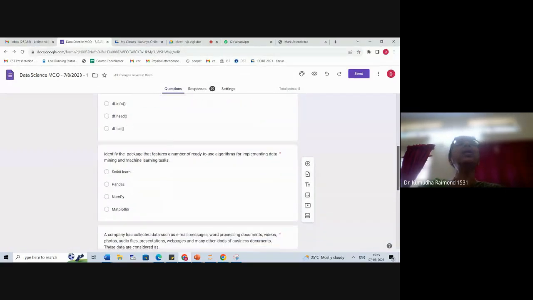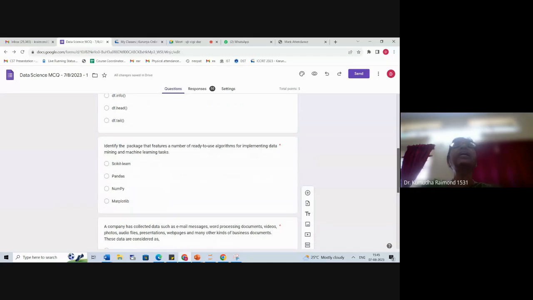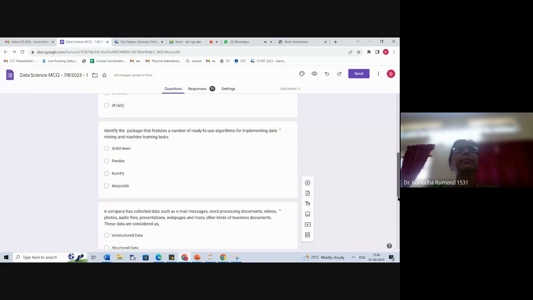And another one: identify the package that features a number of ready-to-use algorithms for implementing data mining and machine learning tasks. It's not pandas, it is scikit-learn, which we learned in the first chapter.